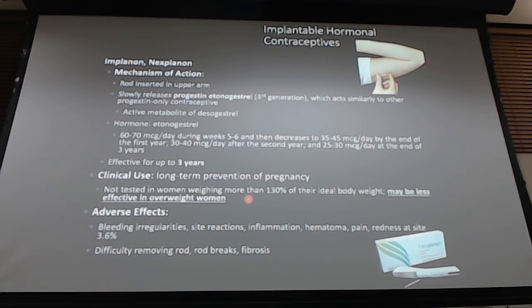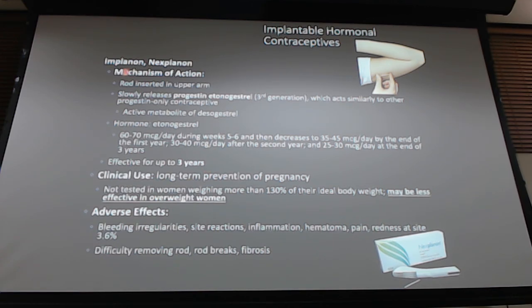Looking at your implantable hormonal contraceptive. So when we're looking at this, you have your Implanon and your Nexplanon. This is that matchstick-size rod that they're going to place into the arm, and that's going to slowly release that progestin into their body. You see different hormonal levels. I don't need you to remember any of that at all. I want you to remember that it is good for up to 3 years before you have to replace it.